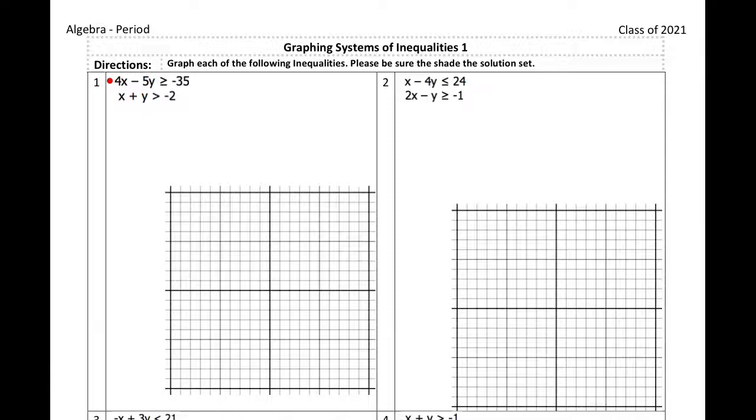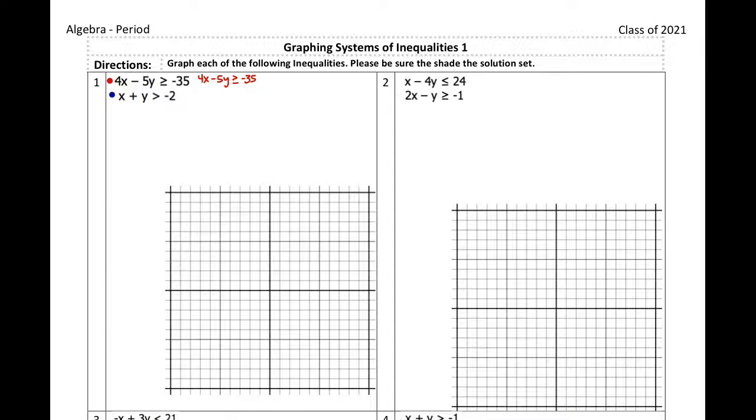I have 4x minus 5y is greater than or equal to negative 35, and I also have x plus y is greater than negative 2. So neither of these inequalities is solved for y, so I'm going to just solve both of them for y and then use the information I can get from that inequality to graph my two inequalities. So starting with the red inequality, I'm going to write 4x minus 5y is greater than or equal to negative 35.